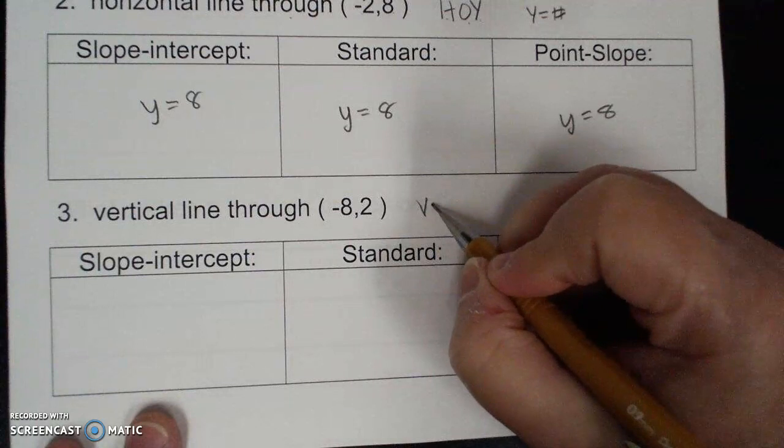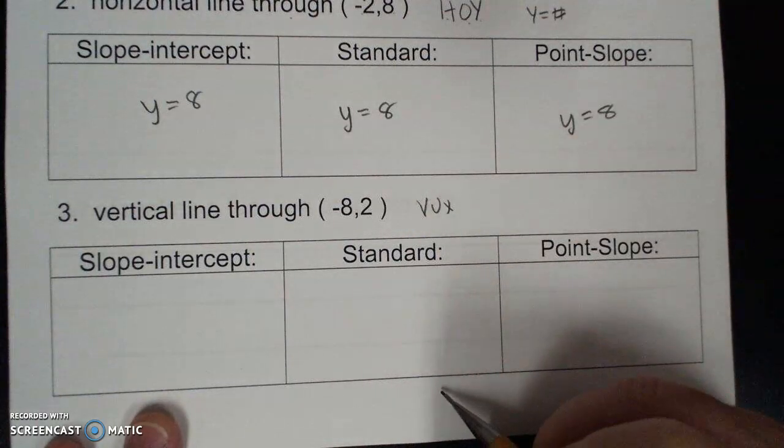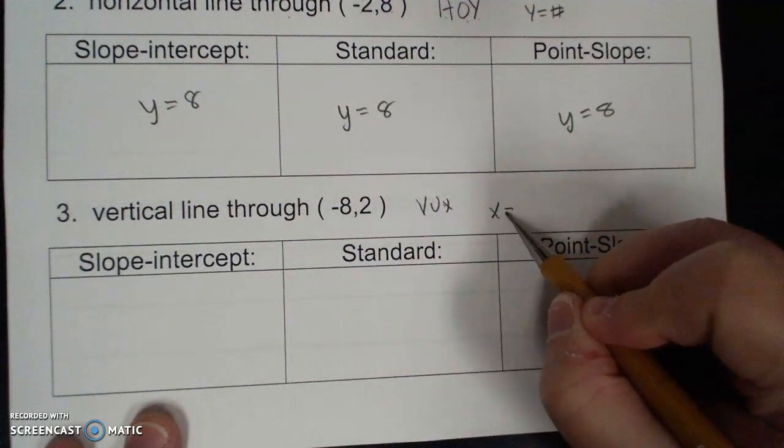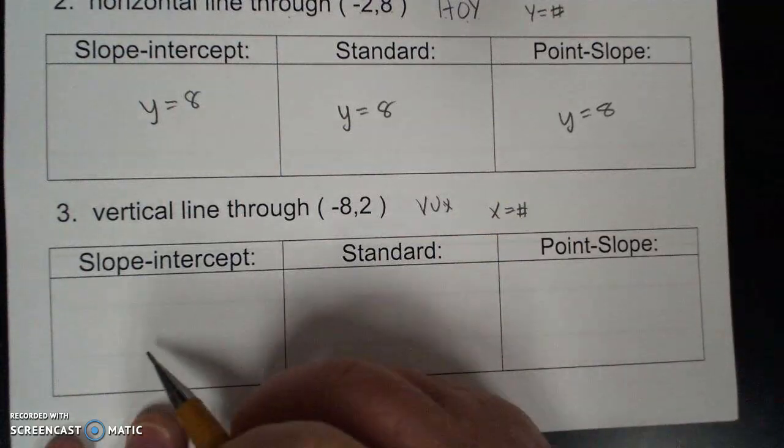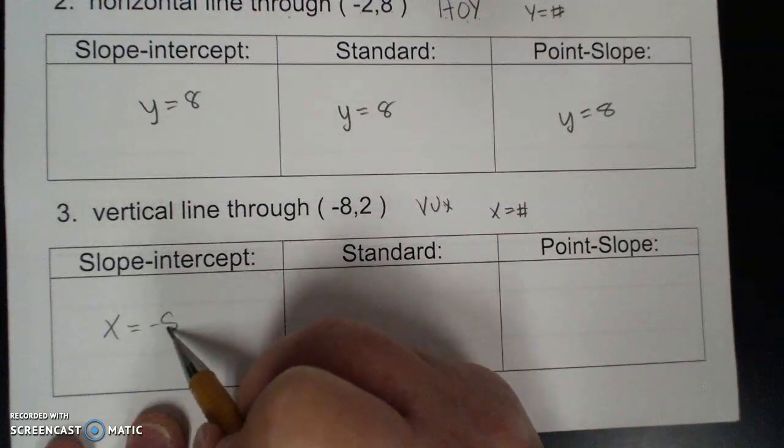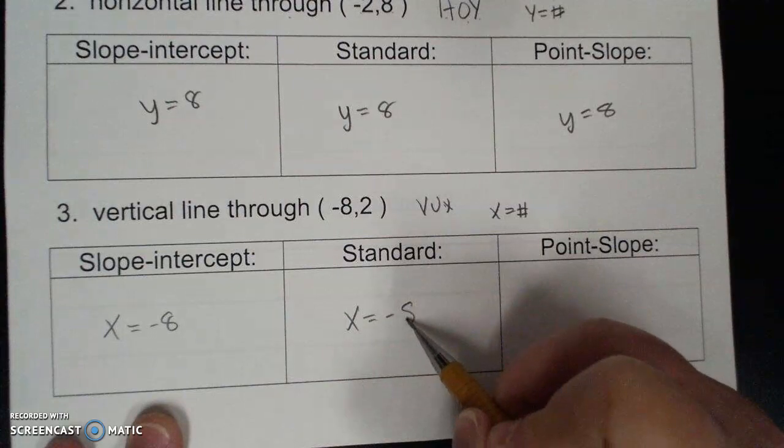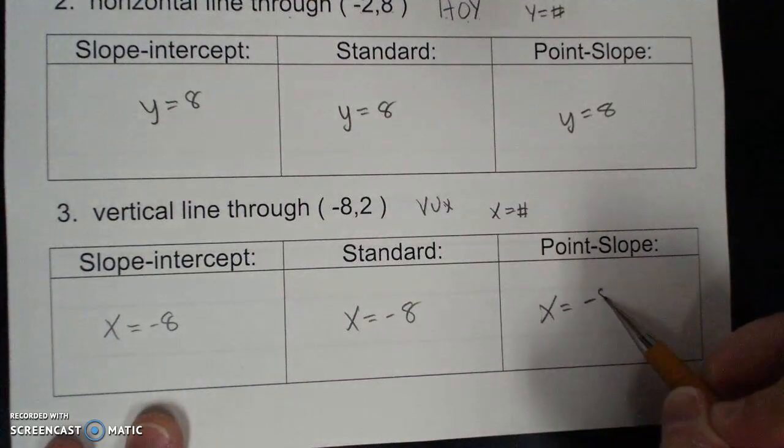Vertical line, going to write that acronym. That says x equals a number, x equals negative 8.